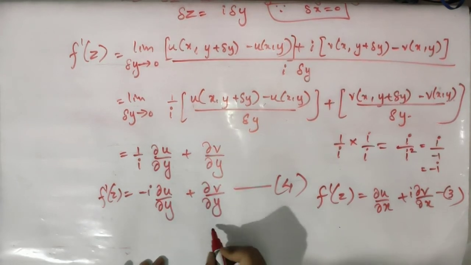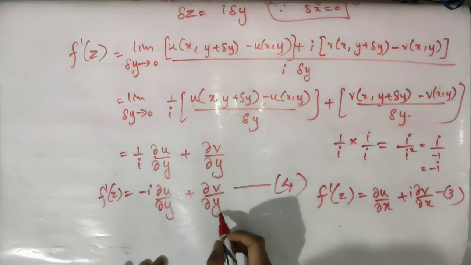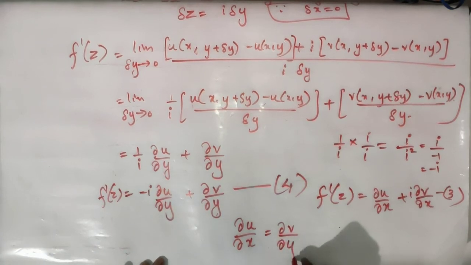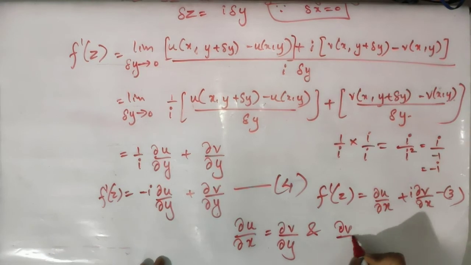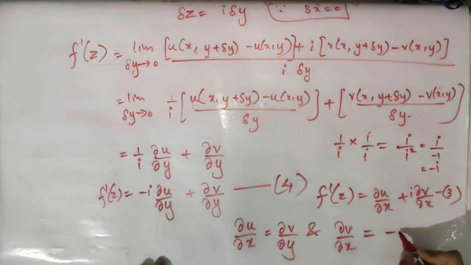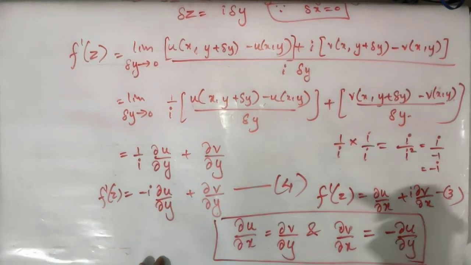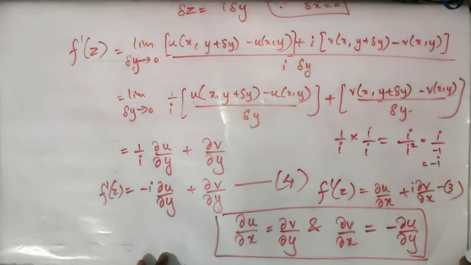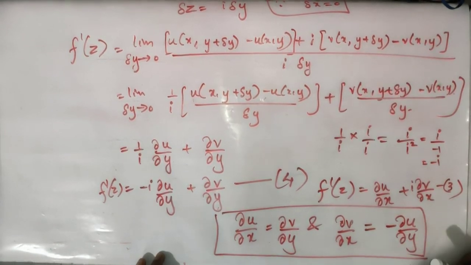You will have the real part in equation 3 as dou u by dou x. The real part in equation 4 is dou v by dou y. So dou u by dou x must be equal to dou v by dou y. And what is the imaginary part in equation 3? It is dou v by dou x. What is the imaginary part in equation 4? It is equal to minus dou u by dou y. So these are the CR equations, the condition for any function to be analytic in that region. Okay, so this completes the derivation.